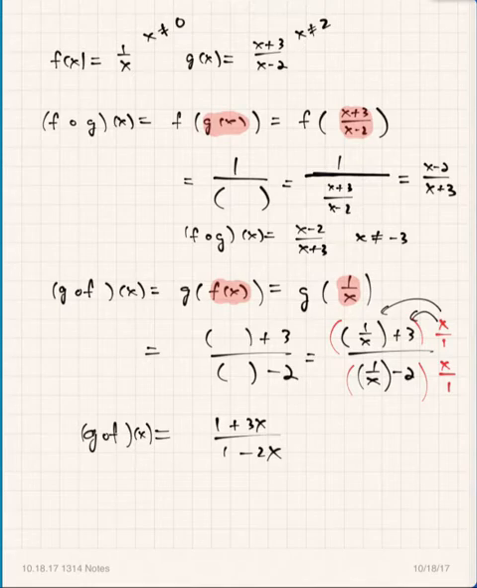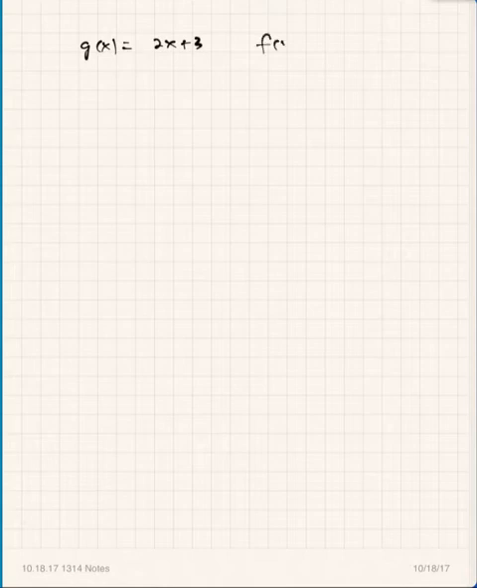All right, so that's another example of creating these composition functions. The last example I want to look at, let's say I have g of x is 2x plus 3, and f of x is (x minus 3) over 2.